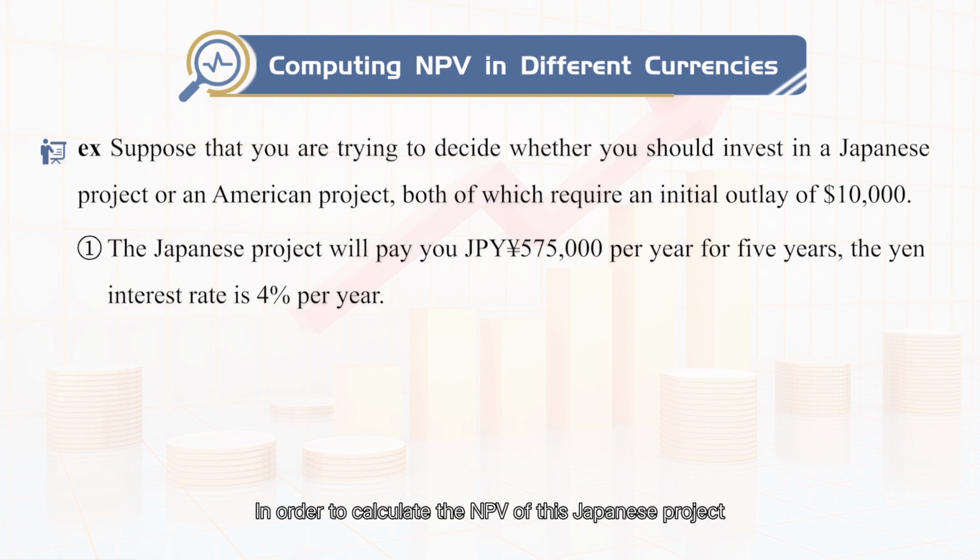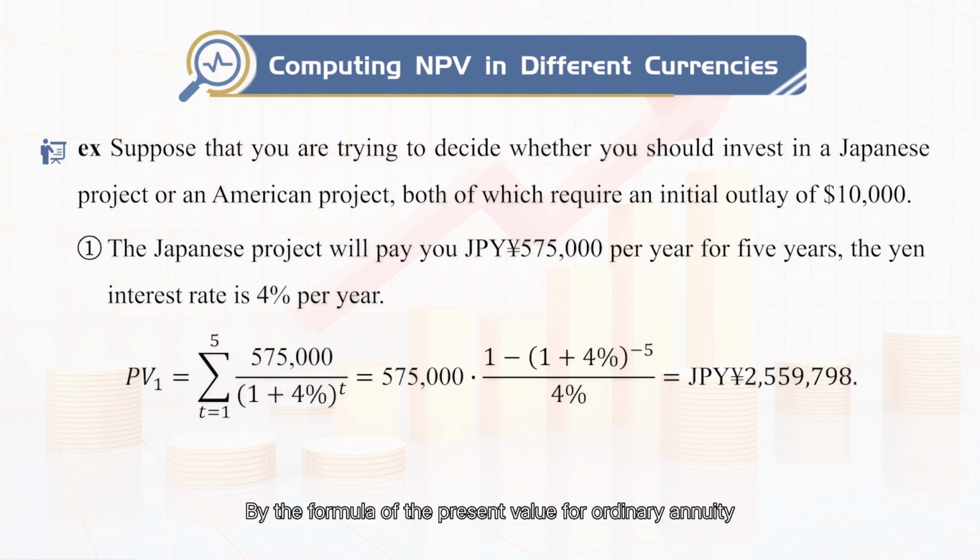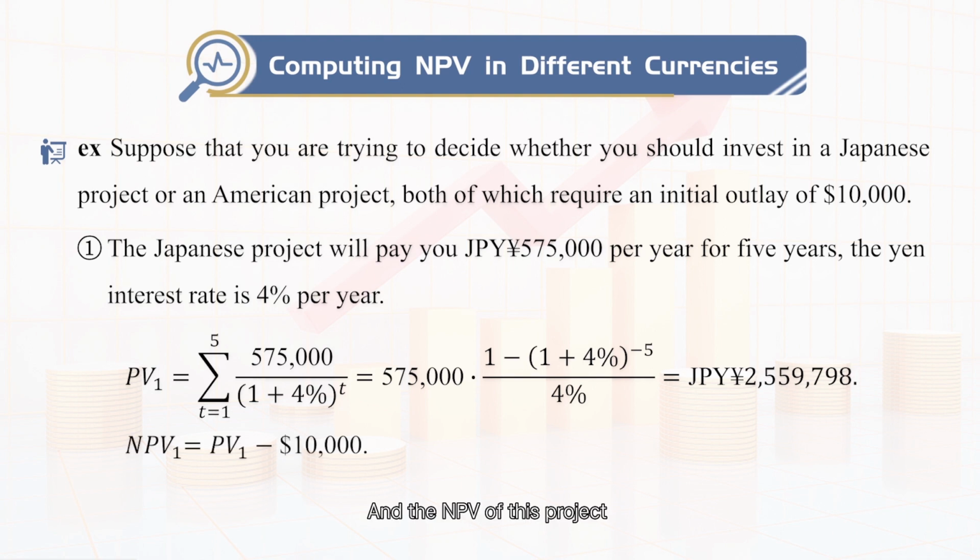In order to calculate the NPV of this Japanese project, we need to compute the present value of the project first. By the formula of the present value for ordinary annuity, the present value of this Japanese project, denoted as PV1, is 2,559,798 yen. And the NPV of this project, denoted as NPV1, is equal to PV1 minus the cost, $10,000.